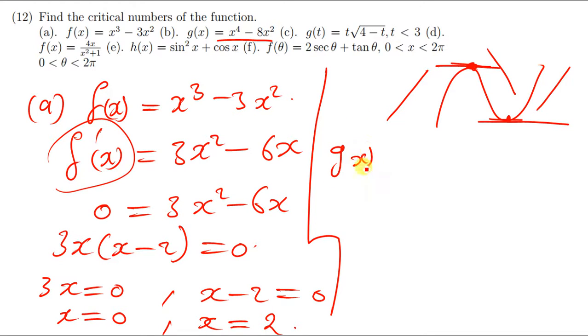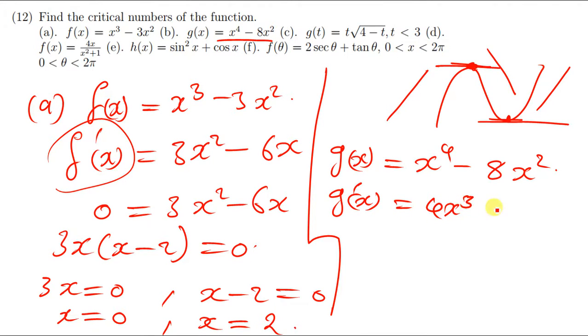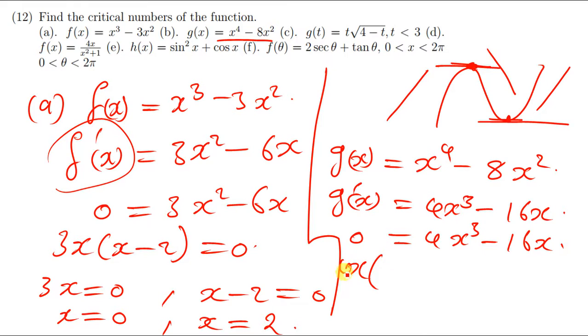So g of x has been given to be x to the power 4 minus 8x squared. Finding g prime of x gives us 4x to the power 3 minus 16x as the answer there. We know that g prime of x will be 0 at the stationary point. So we equate that to 0. We can factor out 4x, which is common, and we remain with x squared minus 4, then it is equal to 0.